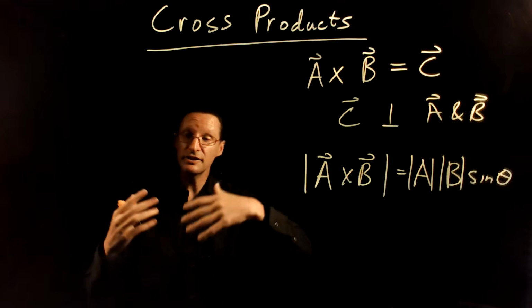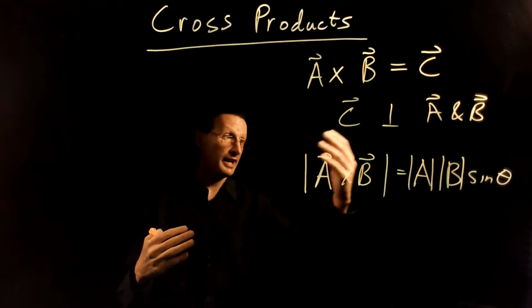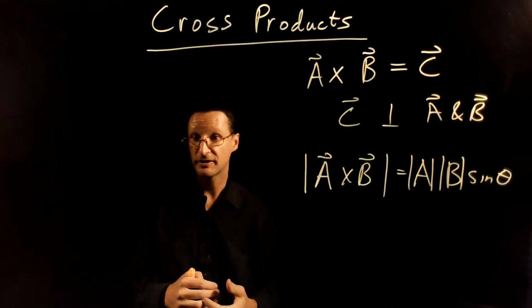Okay, so that's how to use the right-hand rule to determine the direction and how to get the magnitude of the cross product. All right.